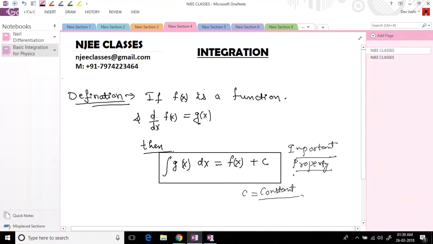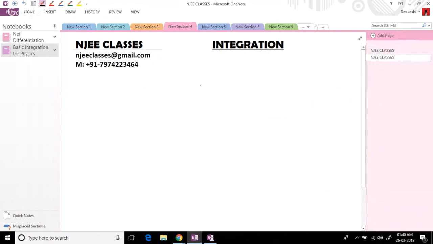So what is g(x)? g(x) is basically the differentiation of f(x), right? So I can also write it as the integral of dy/dx of f(x), because g(x) can be written as dy/dx of f(x), with respect to x, and that is equal to the function f(x) itself plus a constant term c. So this property you should remember.